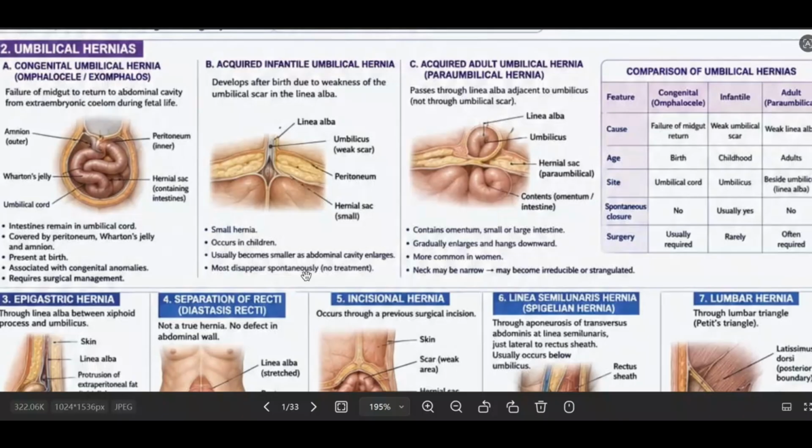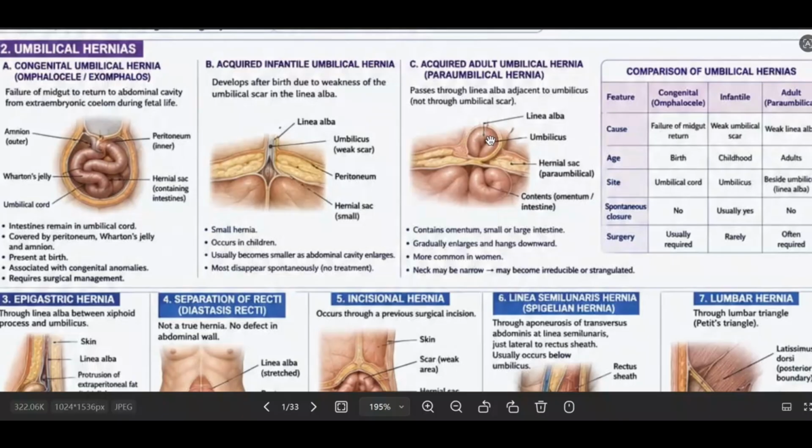Okay, now let's move to the next type, that is the acquired adult umbilical hernia, or you can say the para-umbilical hernia. This is more correctly called a para-umbilical hernia. What is the important difference here? It does not pass through the umbilical scar like the infantile hernia. Instead it passes through the linea alba adjacent to the umbilicus. That means it is not going to protrude from the point of the umbilical scar. Here it is protruding at the line of the linea alba. Okay, there's the difference here.